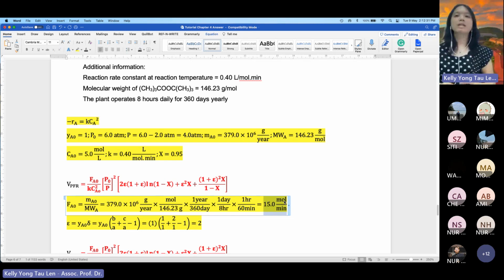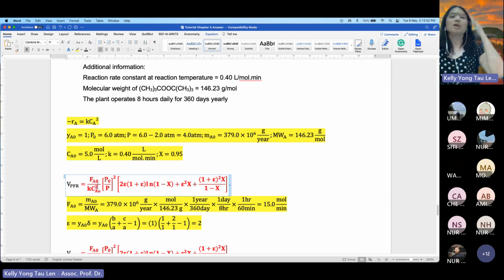Soalan yang sebelum ni daripada MC kepada FC dan kepada FA0. So soalan tu lebih susah sikit lah. Soalan ni straightforward. MA0 tukar kepada FA0. Okay, so then you get FA0, dah settle part FA0. Okay, K dah diberi 0.4. CA0 is also given as 5.